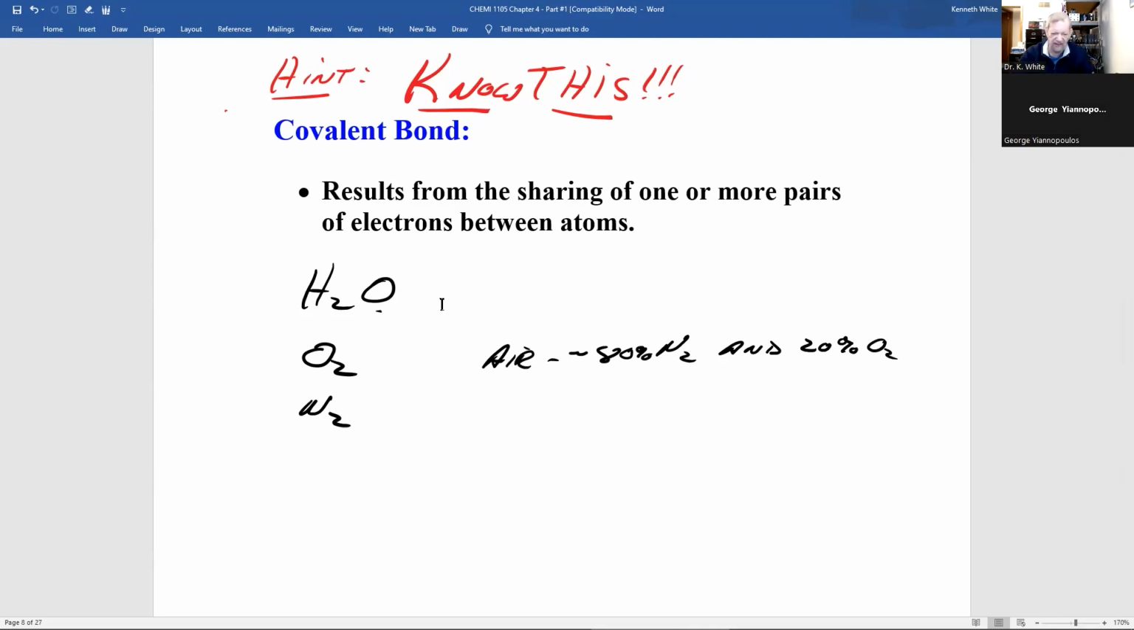And you should be able to give an example of a molecule with covalent bonds in it. Water is one, oxygen gas, O2, is another, nitrogen gas is another. What would be another one? Trying to think of a simple case. Well, if you drink ethanol, the ethanol in drinks, not that I'm suggesting you ever drink, is also a molecule with only covalent bonds.